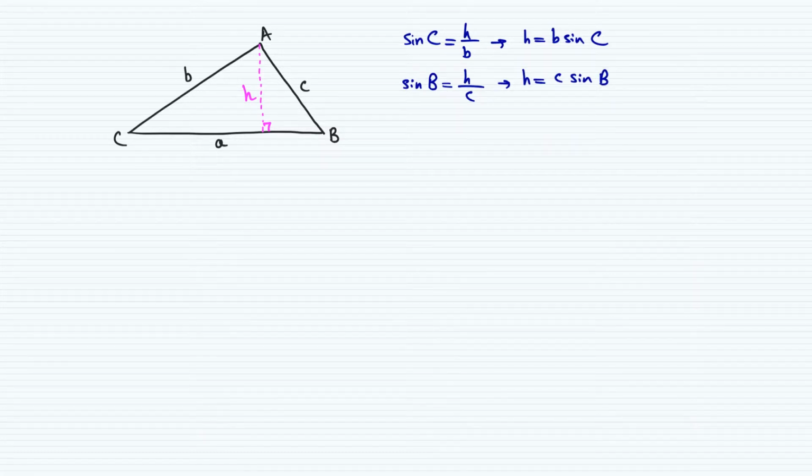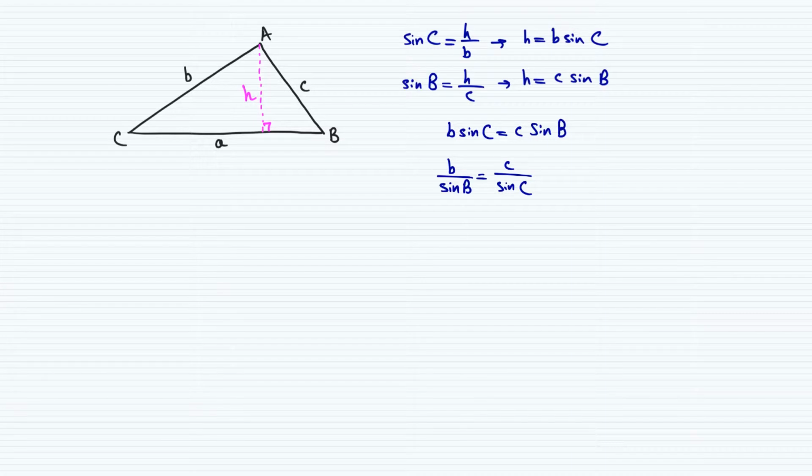Now I'm going to substitute these two together, and I'm going to get B sine C is equal to C sine B. And I'm going to rearrange this to say that B over sine B is equal to C over sine C. And that's pretty much the sine rule, and you can use this logic.